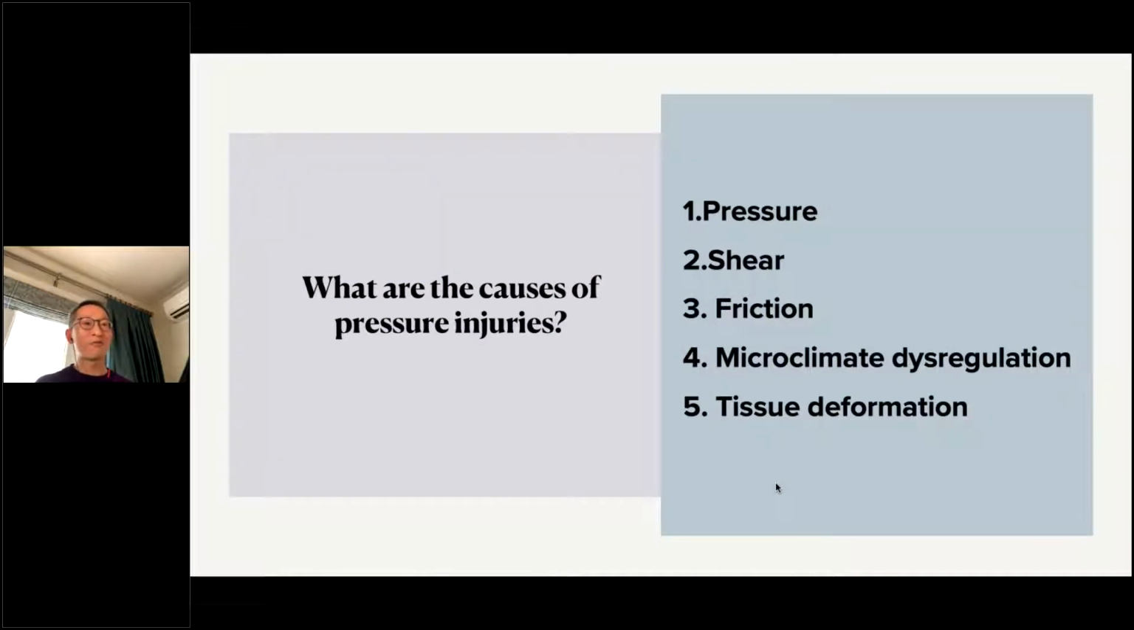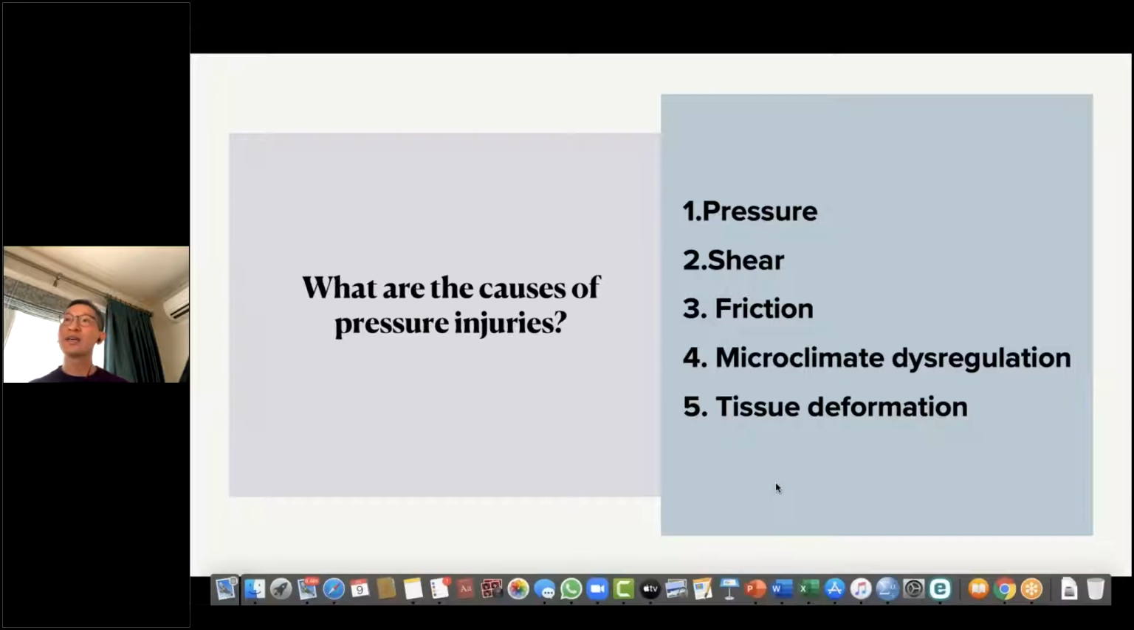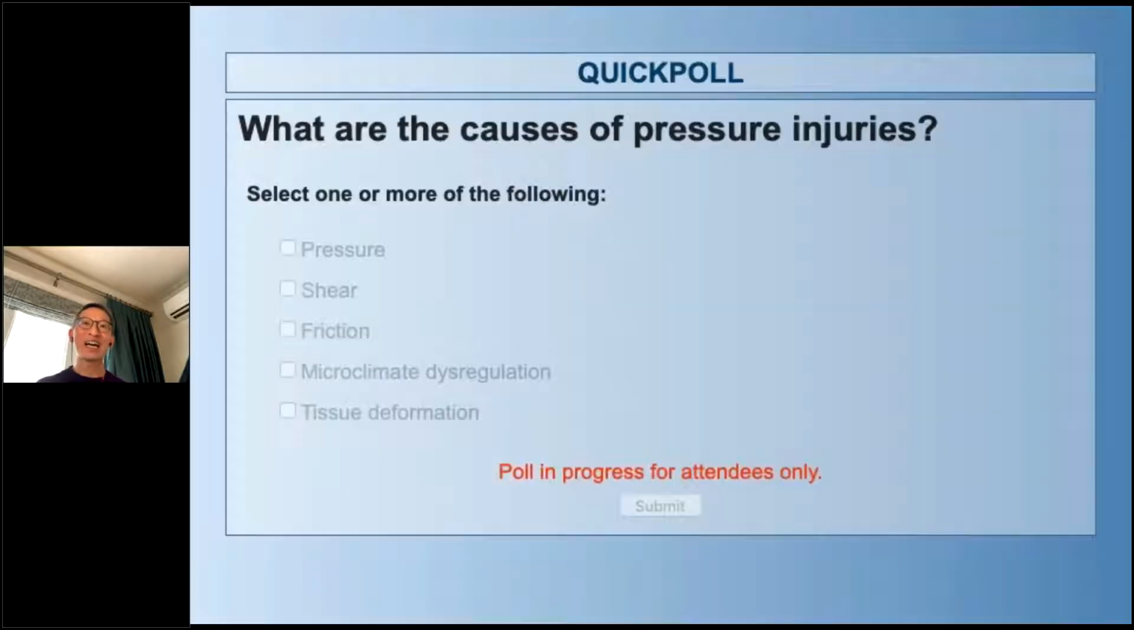Okay, as people know me, I like to ask questions from time to time just to make sure that we're all awake, especially during the time in the evening after a big meal, right? So from your perspective, what are the primary causes for pressure injuries? And you can click as many choices as you like. There are 5 choices here: pressure, shear, friction, microclimate dysregulation, and tissue deformation. Let me see your votes.